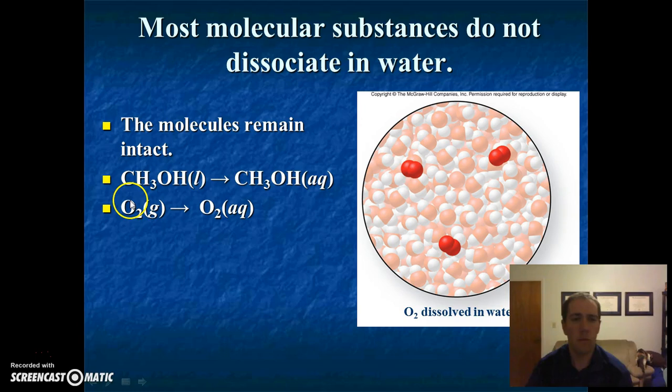And the same thing happens with our molecular elements. Oxygen, O2 gas, goes into water and just stays O2. It's just dissolved in water rather than being out in the air. So that's the very basics of our compounds.